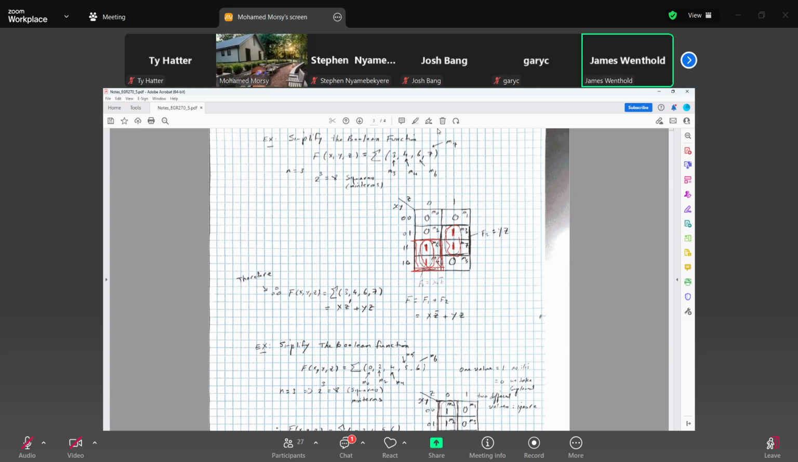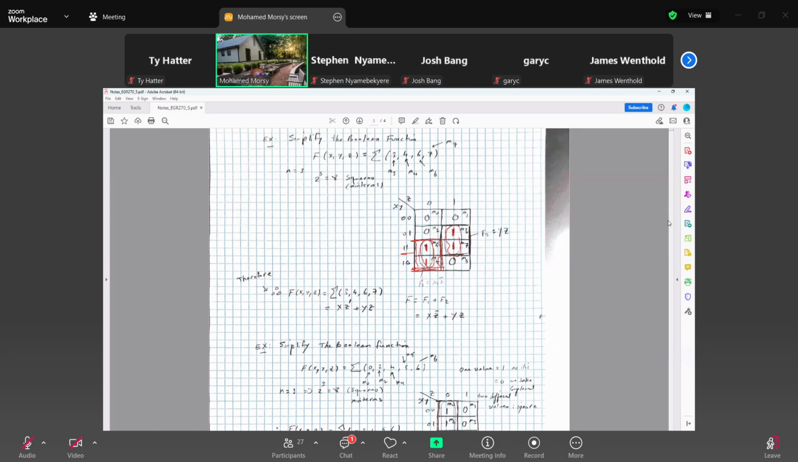XZ inverted. We look at the XY direction, between here and here. So what are the variables we have? X is 1, 1. Y is 1, 0, right? X is 1, 1.